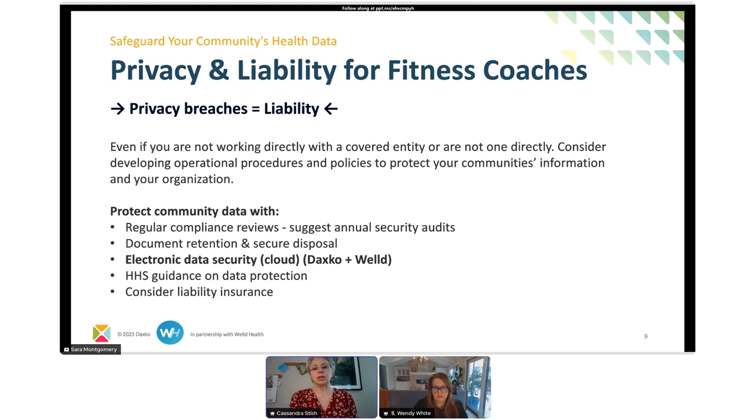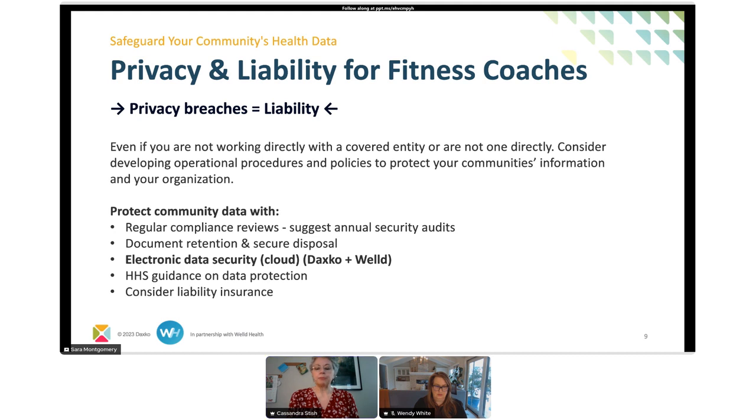Electronic data security, in the cloud, that would be Dexco and Weld or Dexco and RedCap or something else, whatever it is that you're choosing to use. Just make sure you understand your technology partners' abilities, and read the contracts about who is responsible for what. Is a BAA required? Have you signed one? Step into this with a little bit of intentionality and your eyes wide open.